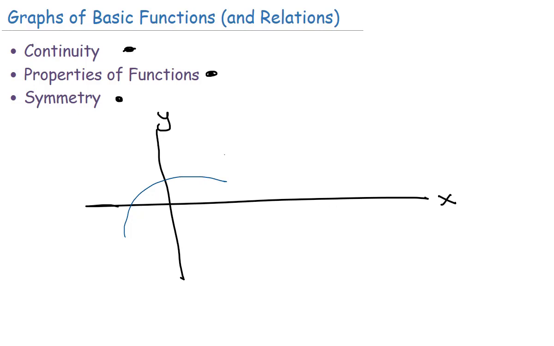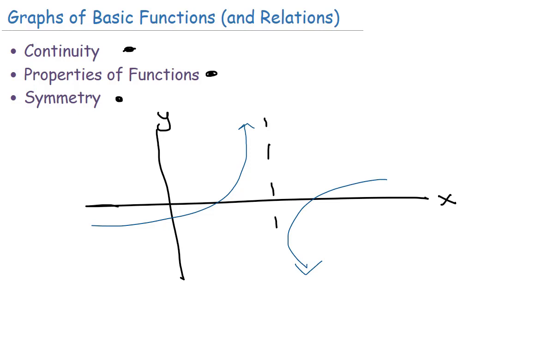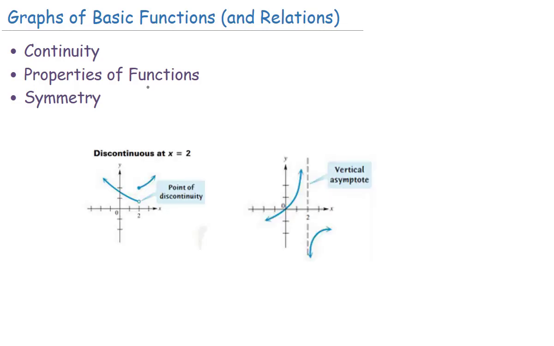So maybe it's up higher or somewhere else. And I can even do something like this, where part of the graph goes up and then the other half goes down, or the other part goes down. My graphs are not that perfect here, but the idea is that they're not continuous. So a couple of reasons why a graph would not be continuous. I'll show you some examples.